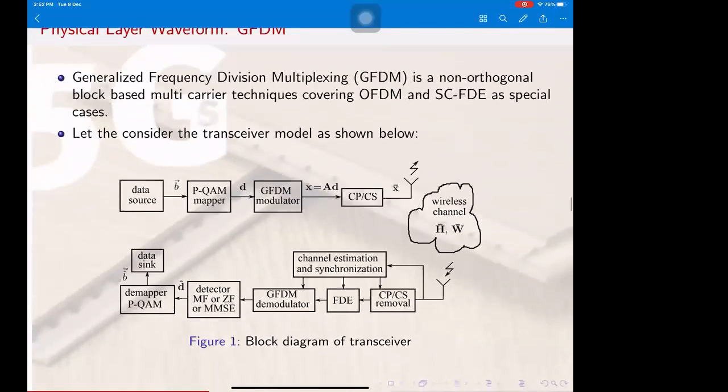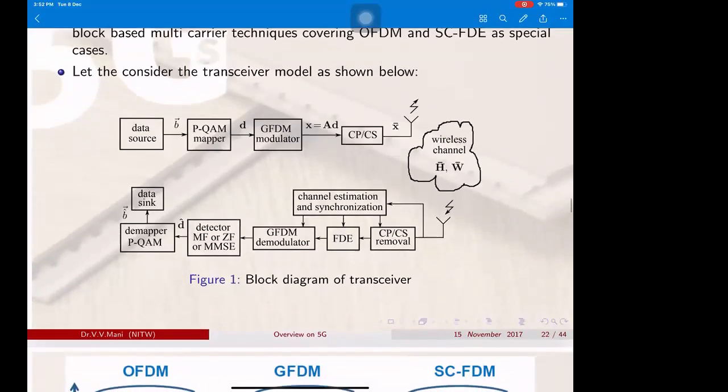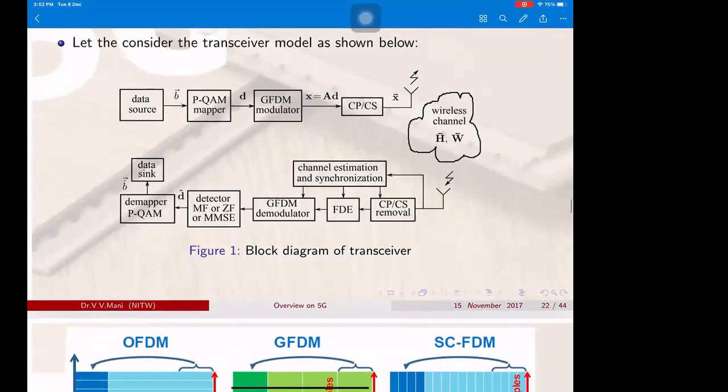Now come back to the GFDM. I explained in the physical layer that the new waveform is GFDM. So this GFDM, as I said, is a non-orthogonal block-based multi-carrier technique. And actually it covers OFDM and single carrier frequency division equalization as special cases. Okay. So how is my GFDM represented compared to OFDM?